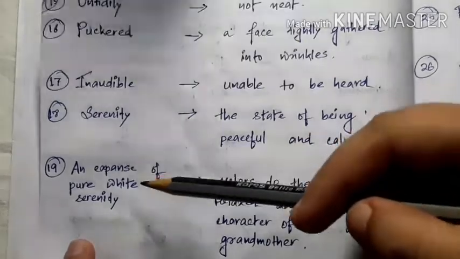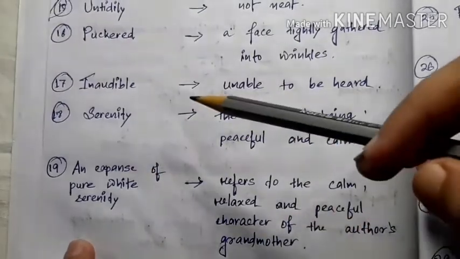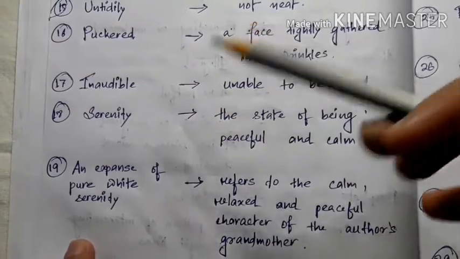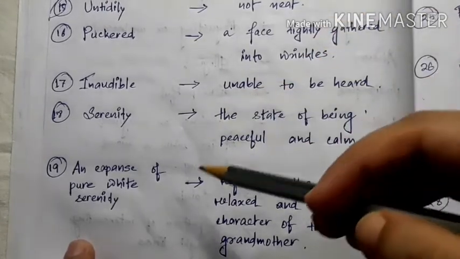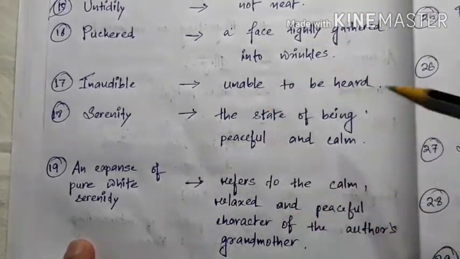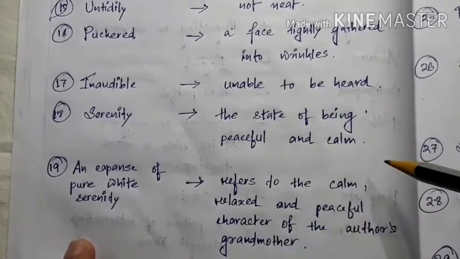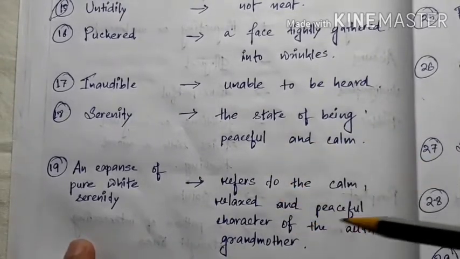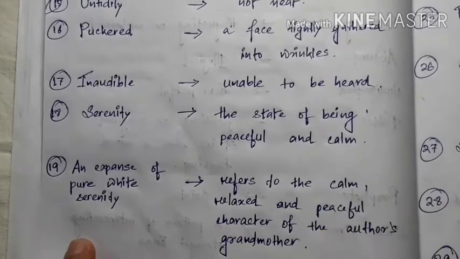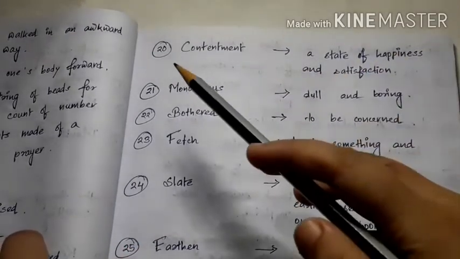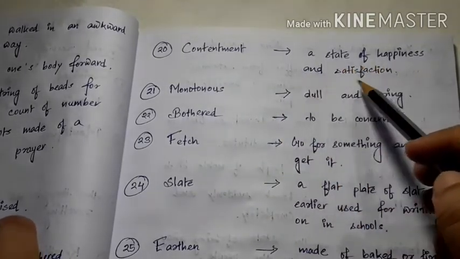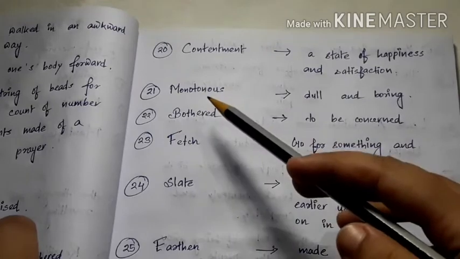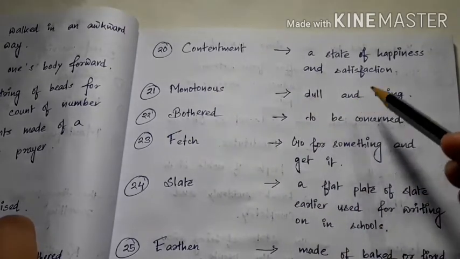This is again an expression which is in the story, and we will read more about it as we move ahead with the story. The meaning of this expression is that it refers to the calm, relaxed and peaceful character of the author's grandmother. Number 20, contentment, meaning a state of happiness and satisfaction. Number 21, monotonous, meaning dull and boring.